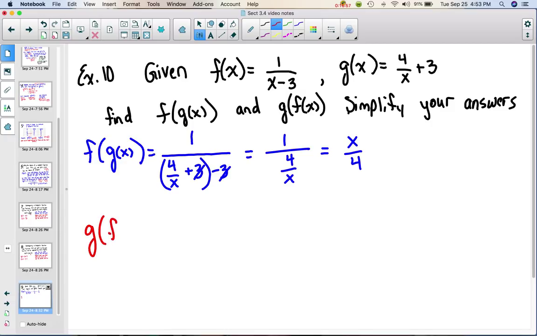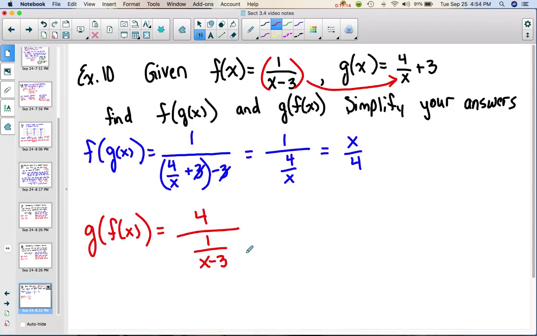g of f of x. So f of x goes inside of g of x. So this is going here. So we get 4 over 1 over x minus 3, and then the plus 3 is out here. Notice I replace the x with 1 over x minus 3.